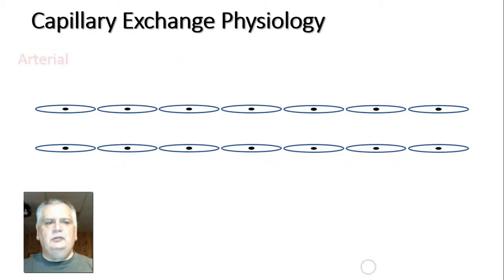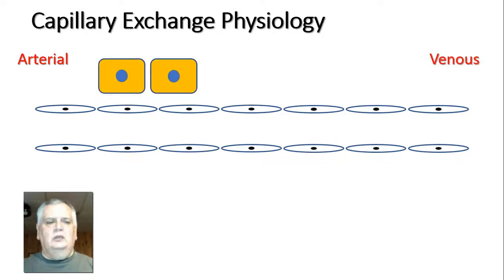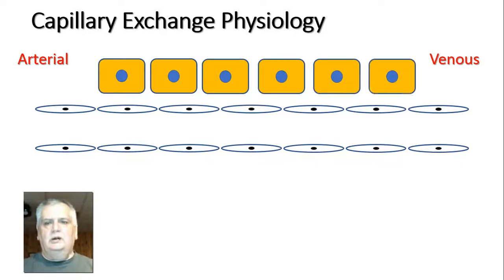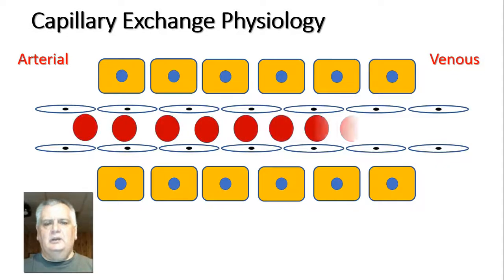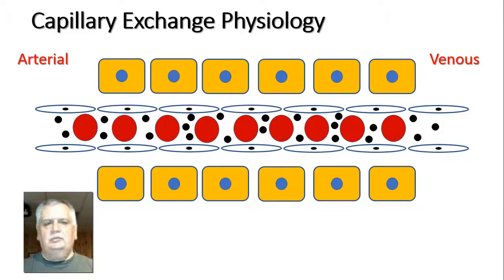All right, on the left side of your screen here, we're going to represent the arterial side of the capillary, and on the right side is going to be the venous side of the capillary. So let's add in some tissue cells that represent the tissue that the capillary bed is allowing blood to flow through. And inside the capillary, let's add some blood cells and some proteins.